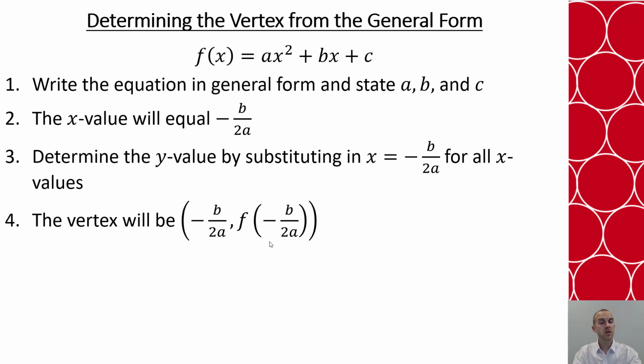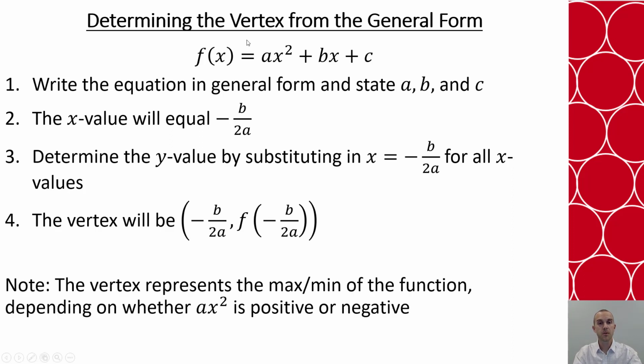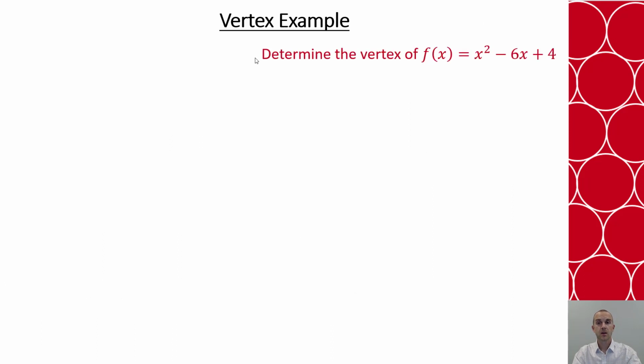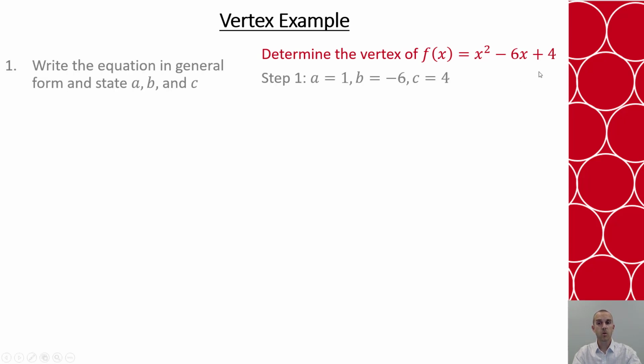If we want to know whether that vertex is a maximum or minimum, we just need to look at the ax squared value. If it's positive, it's a minimum. If it's negative, it's a maximum. So say we have x squared minus 6x plus 4. We want to find the vertex for this, so we have it in order, and we just have to state our a, b, and c. So 1, negative 6, and 4.